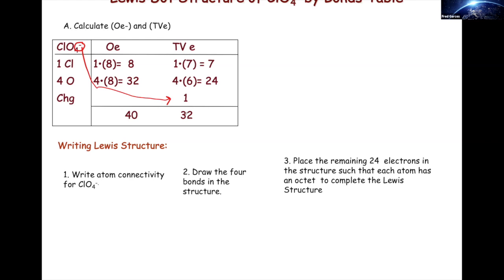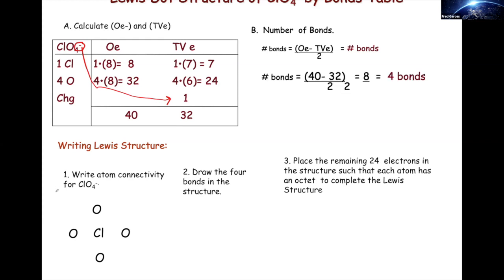Now that we have that, let's count the number of bonds in this guy. 40 minus 32 divided by 2, that's 4 bonds. So we do 4 bonds by drawing 4 lines.